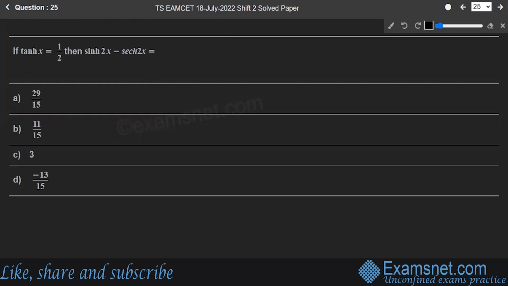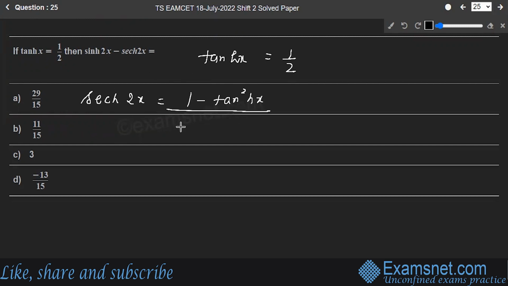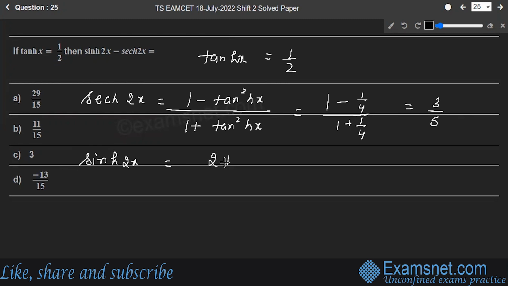It says if tanh x is equal to 1 by 2, then what is the value of this expression? Okay. So tanh x is 1 by 2. You know, sech 2x is actually equal to (1 minus tanh square x) upon (1 plus tanh square x). So this is equal to (1 minus 1 by 4) upon (1 plus 1 by 4), which on solving gives you 3 by 5. Similarly, sinh 2x is equal to 2 tanh x upon (1 minus tanh square x). So this is equal to (2 into 1 by 2) divided by (1 minus 1 by 4), which will give you 4 by 3.